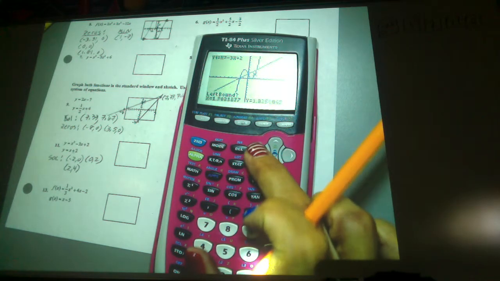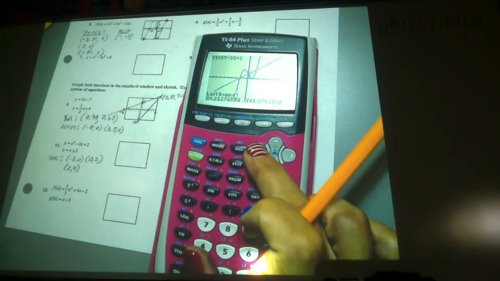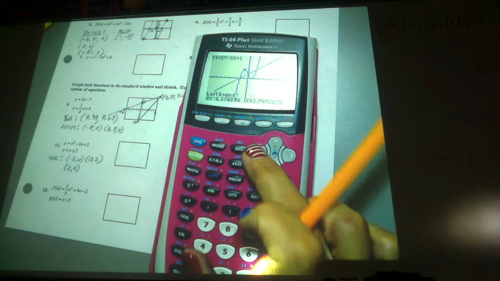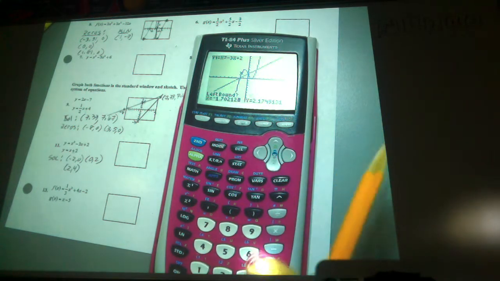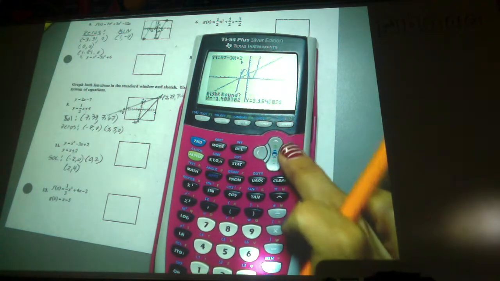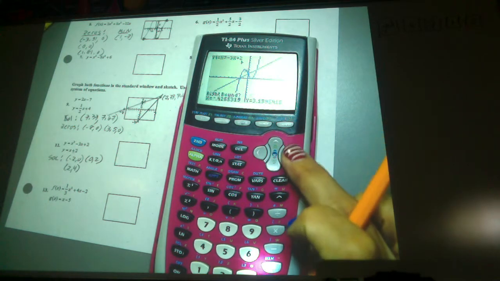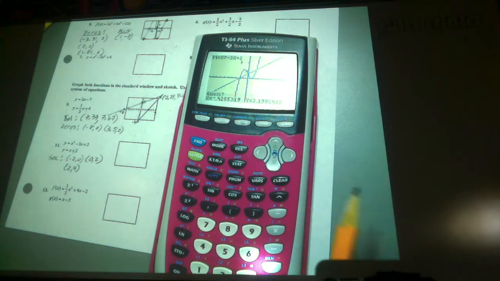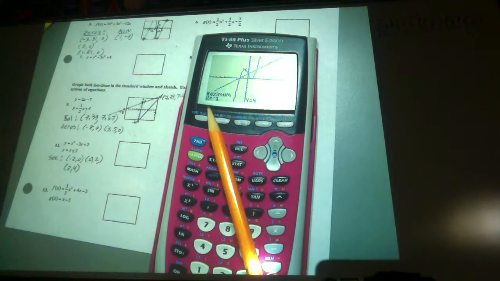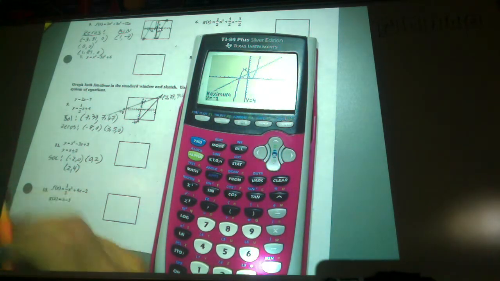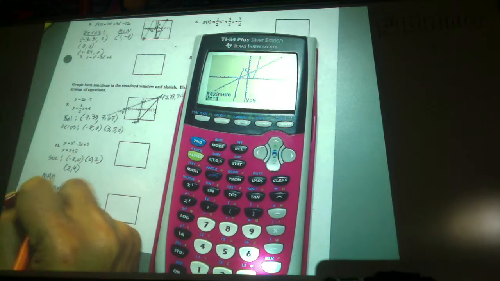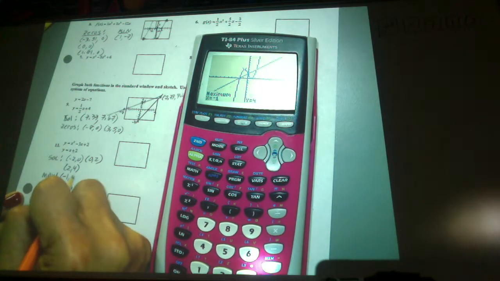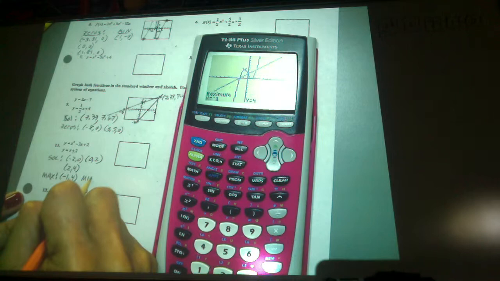So scroll to the left, because they want left down. I want to get to the left of that maximum. Just to the left, hit enter. Scroll to the right, go up over the curve, and just to the right, hit enter, and enter again. You have a nice maximum of -1.4, so I'm going to put here a max of -1.4, and then we're going to put our min in.